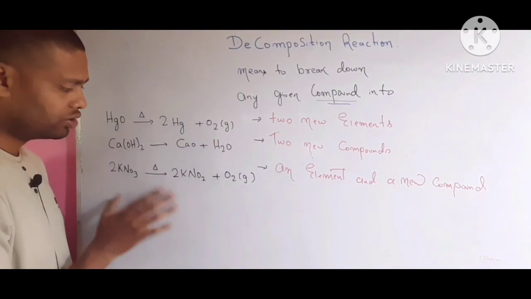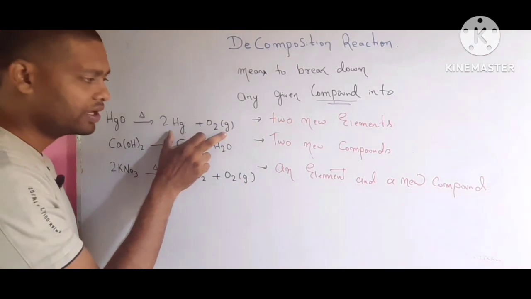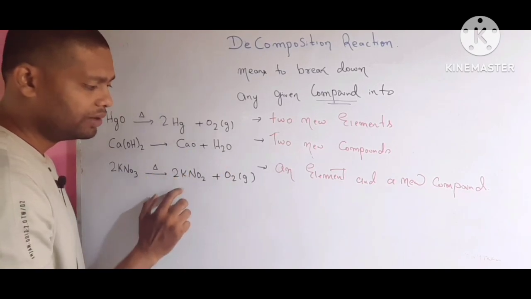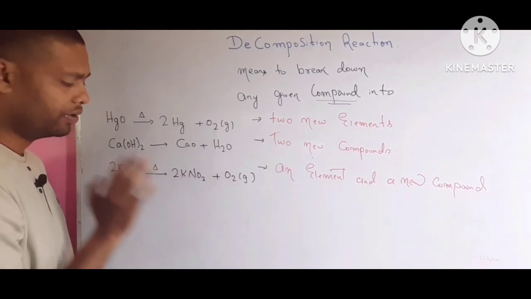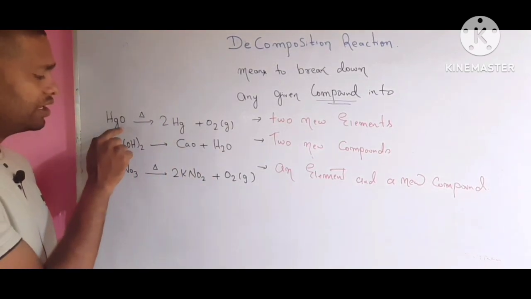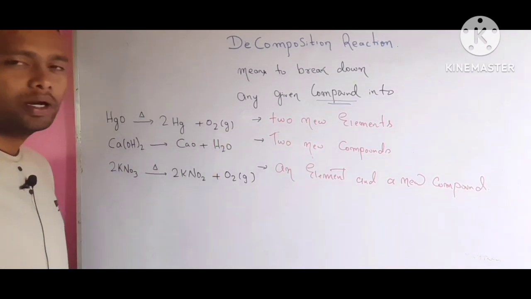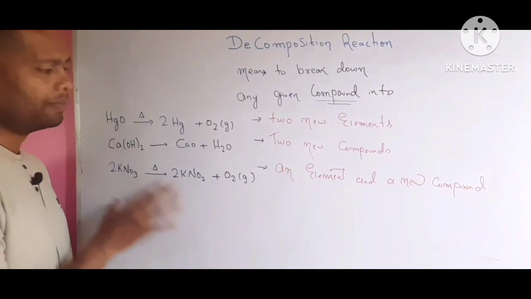So you understood how it's happening. These are the three cases we are going to get: we'll get elements, we'll get compounds, and we'll get an element as well as a compound. These are the three things which we get from a compound only. So the reactant side is always a compound, and the product side can be compounds, elements, or an element as well as a compound. Understood?